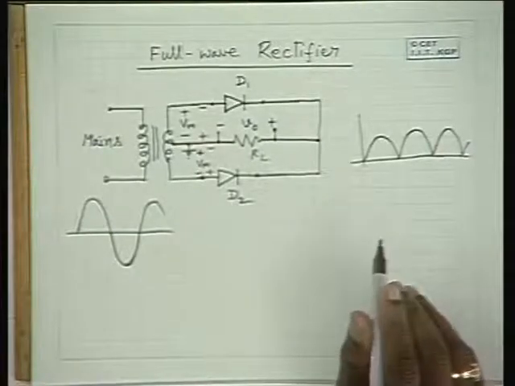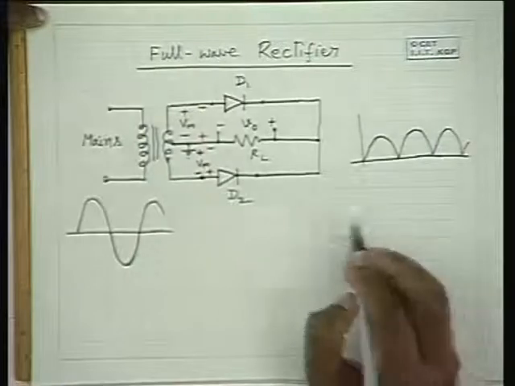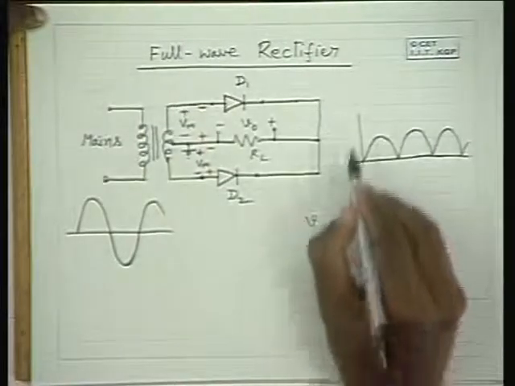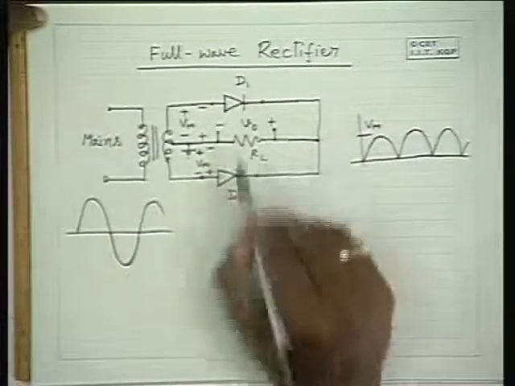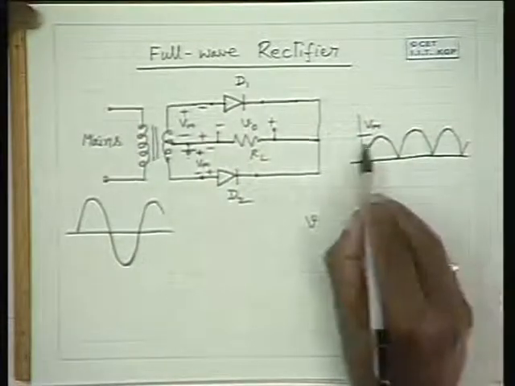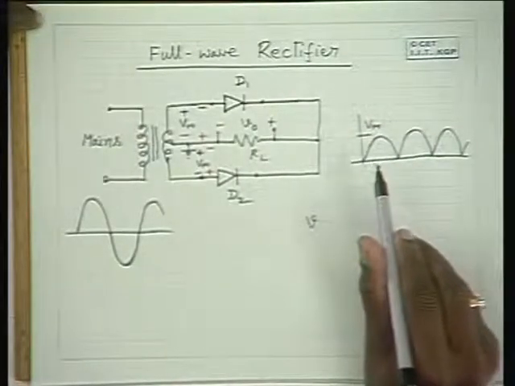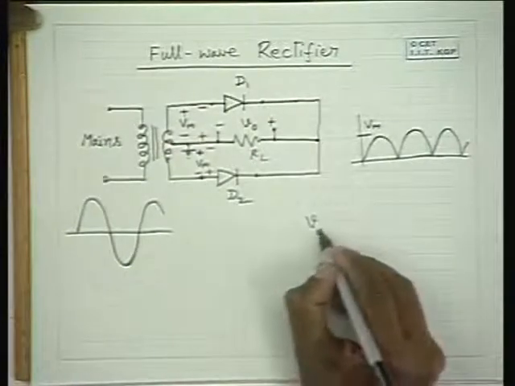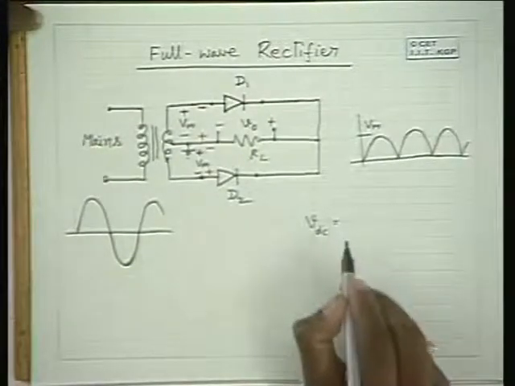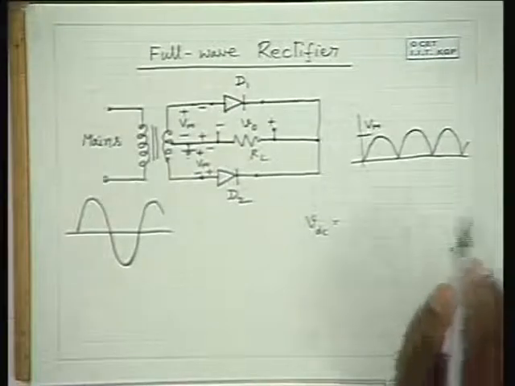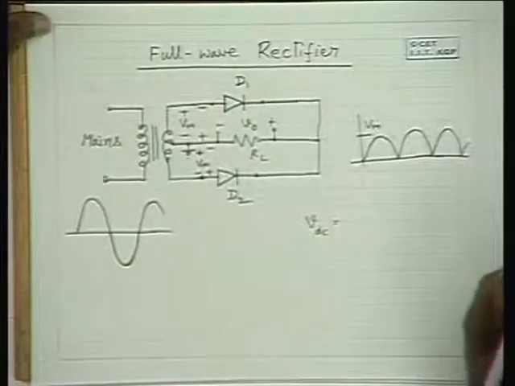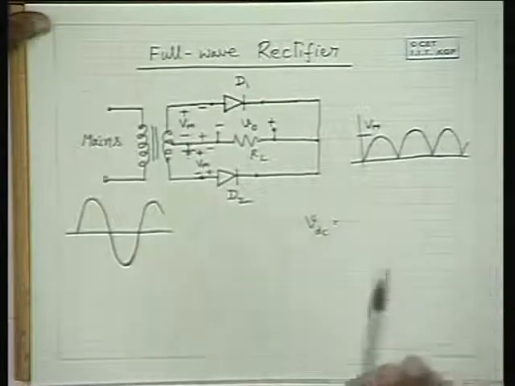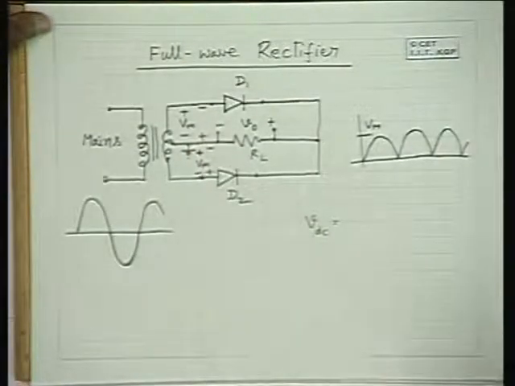Now let us analyze this circuit. So what is the DC component? Please note that in this case also the peak voltage is equal to Vm when the diodes are ideal. The peak voltage is Vm. Okay. Then what is the DC component you expect now? In the case of a half wave rectified waveform, we were integrating that half cycle over one full period.